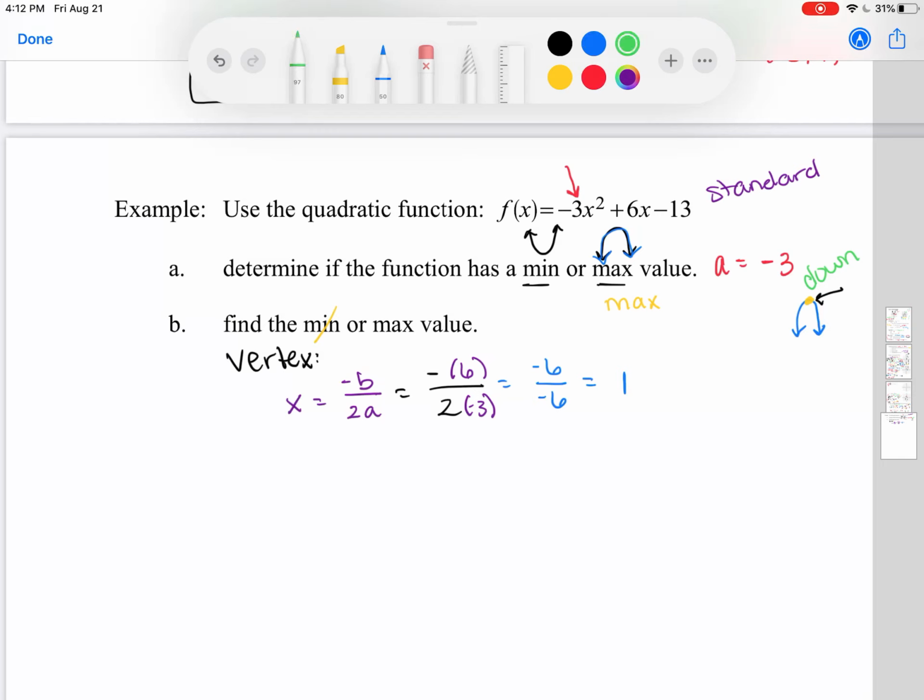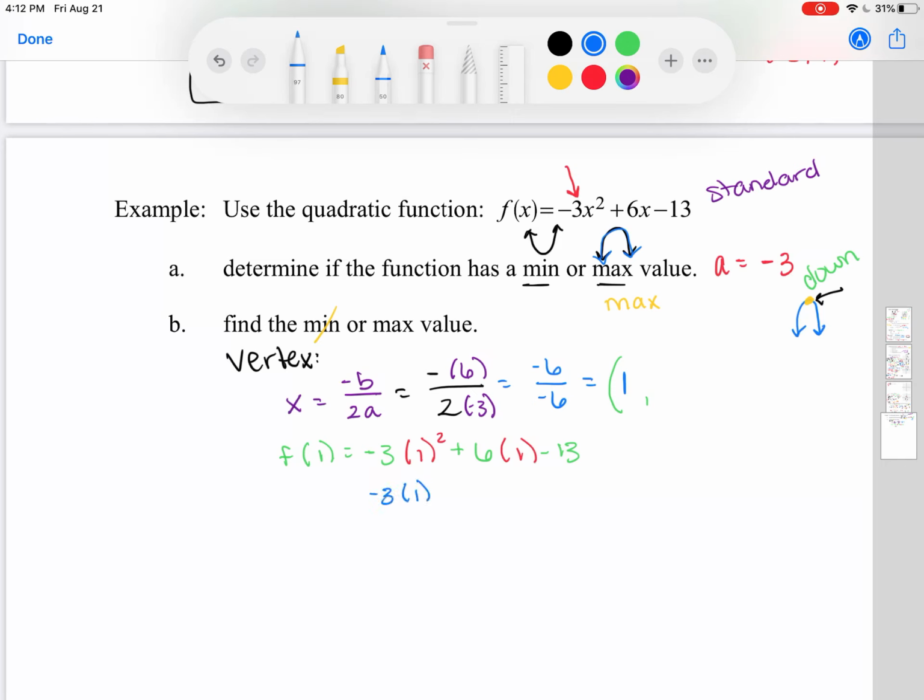All right, but that's not just the only point I need. I need to also know my y value. So throw a set of parentheses around there. Let's find that y coordinate. So I'm talking about an x value of 1, and I'm going to replace every x value with the number 1. And once I've done that, I can work out the problem.